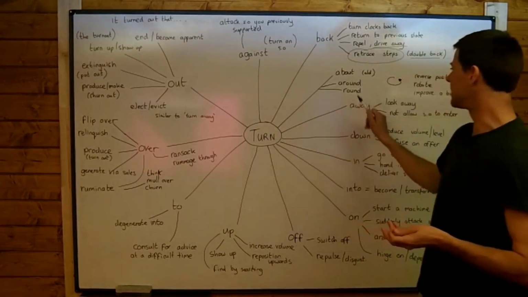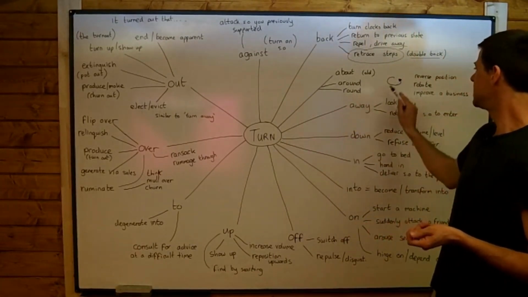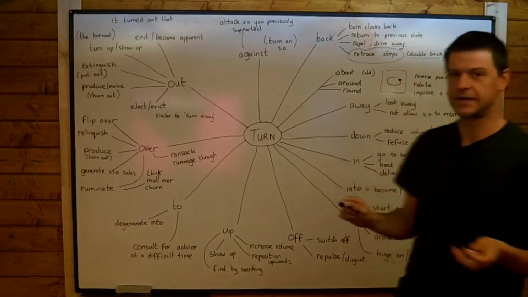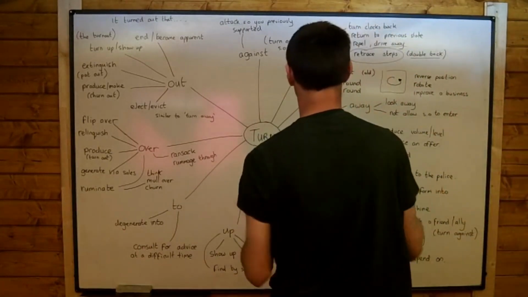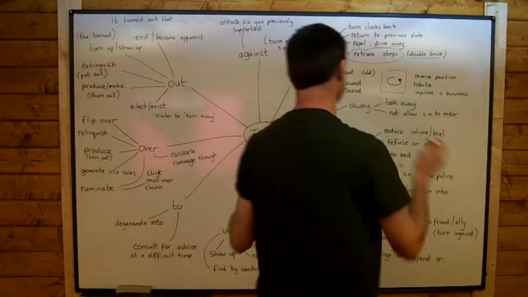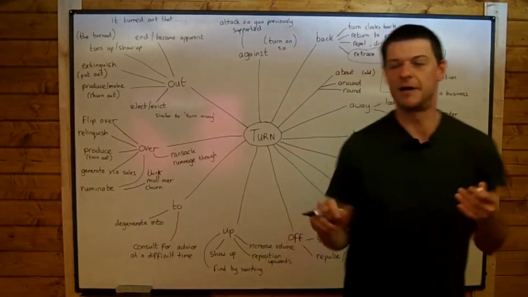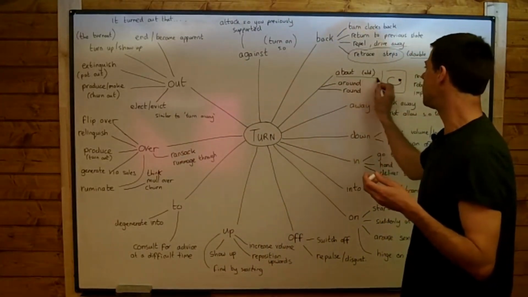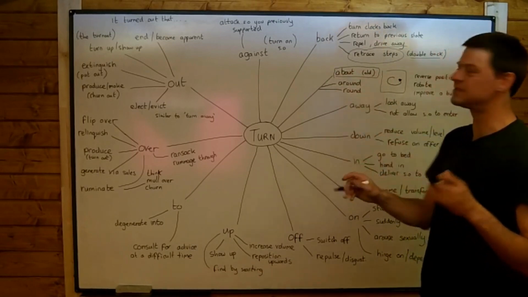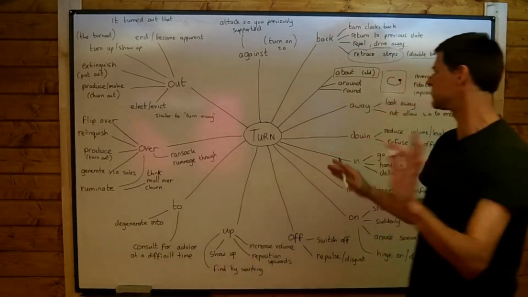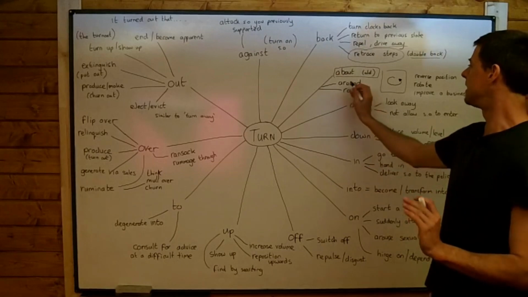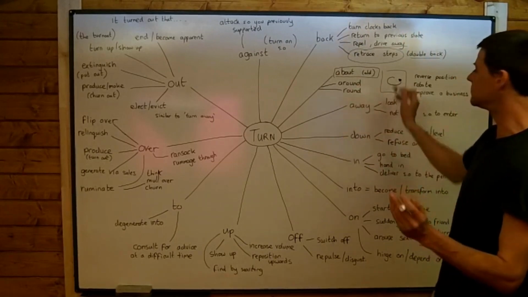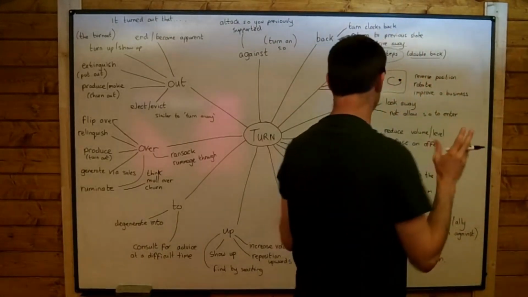Now, you can also turn about, turn around, turn round. The main meaning of this is simply turn round. Yeah, that's what it means. It means turn round. I turned round to face the whiteboard. Turn about is the old way of saying turn round. It's not really used anymore, so I don't recommend that you use that one. But if you turn around or turn round, they both mean simply that.